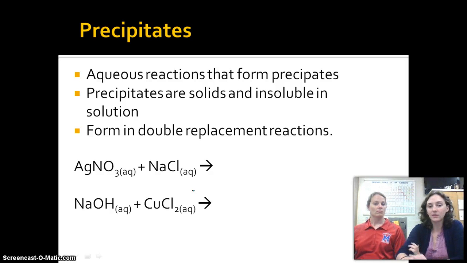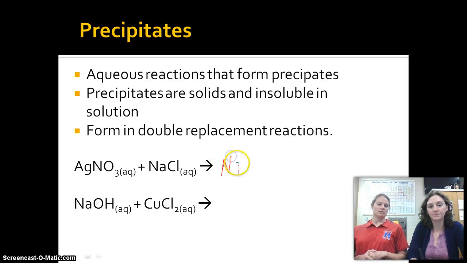Okay, and these are going to form in double replacement reactions. So double replacement, remember your positive charges, they're going to switch places. So let's look at the first example. All right, so we're going to switch Ag and Na. Switch spots.